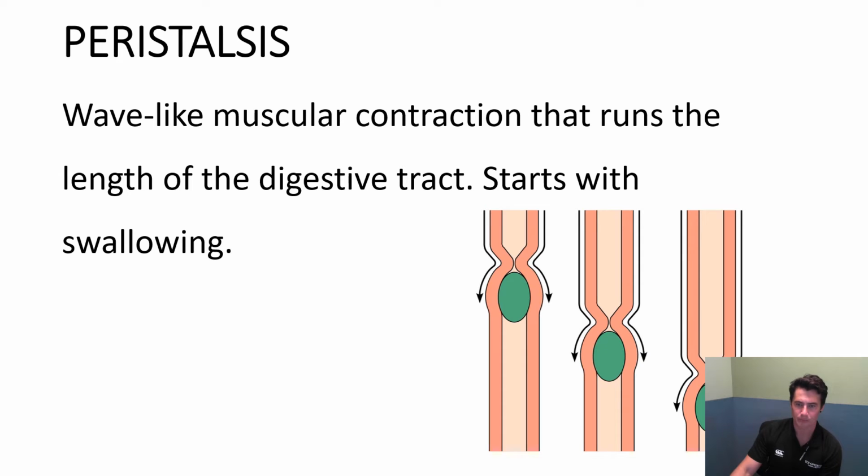Peristalsis is a term that describes wave-like muscular contractions that run the length of the digestive tract. So it happens the whole way through, and it starts with swallowing. So the process of swallowing begins peristalsis, moving bolus through the digestive tract.